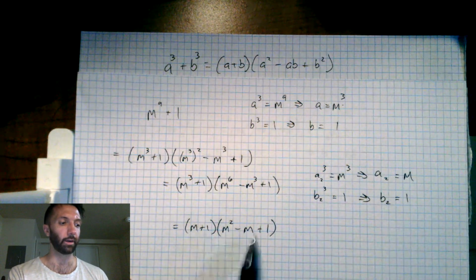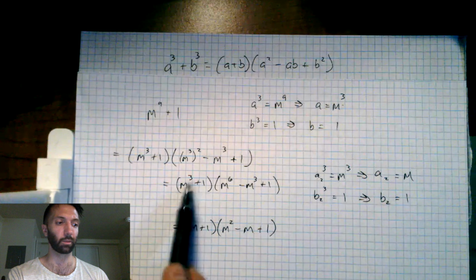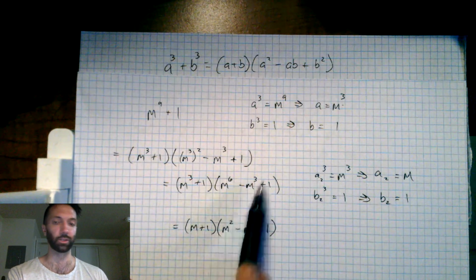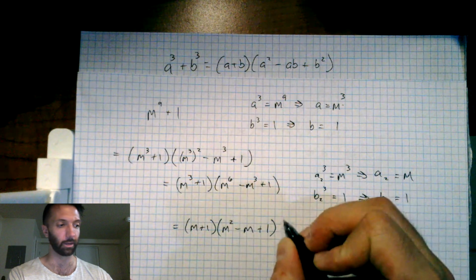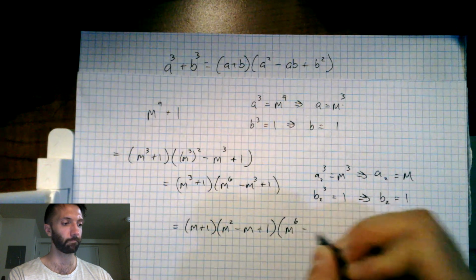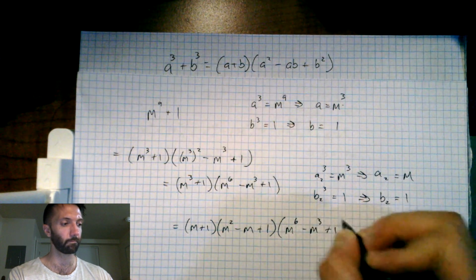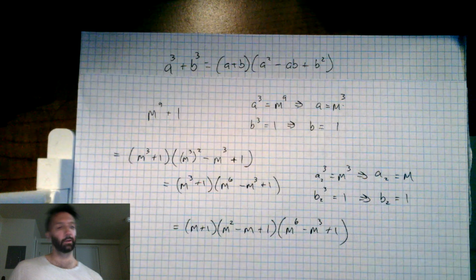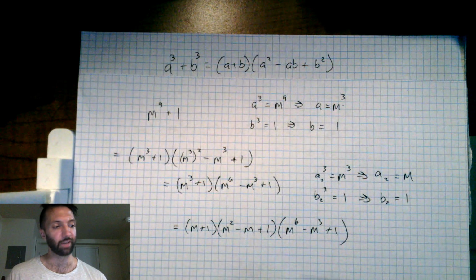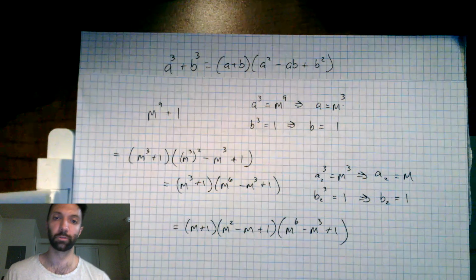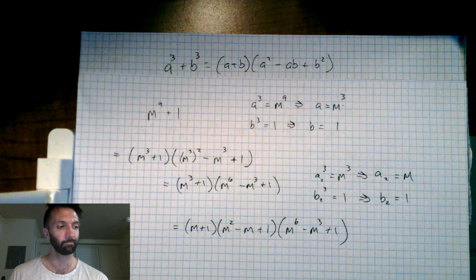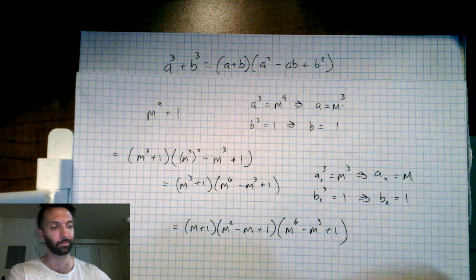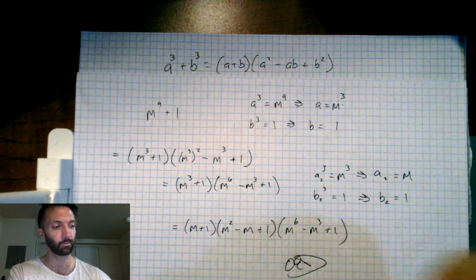So this here is this factored, this sum of cubes is factored, but then we still have this factor here that we have to copy down. And this here is your fully factored sum of cubes. And with that said, it's been demonstrated.